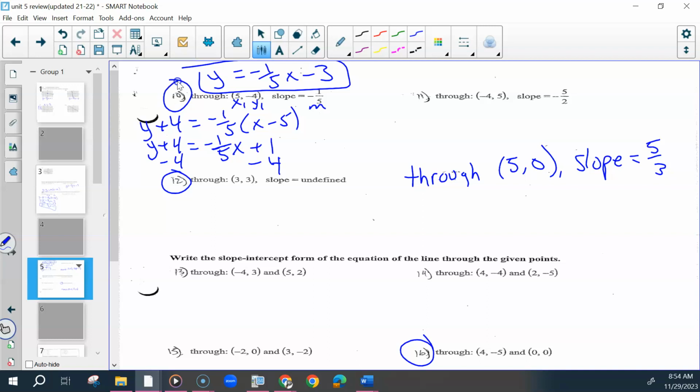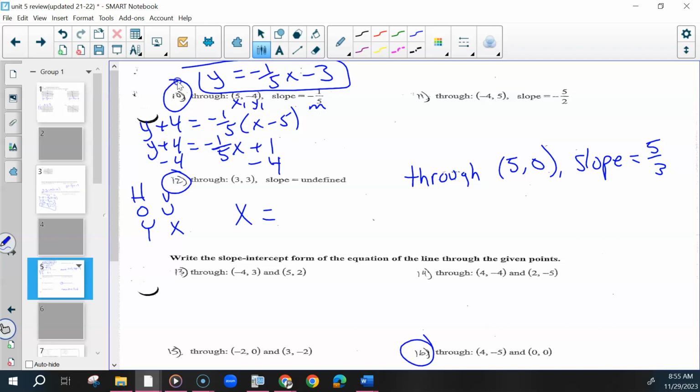Questions about that one? Even though 12 is in the same section, because the slope is undefined, we can't put an undefined slope in this format. So what we're going to do instead is think about our McCoy book. For undefined slope, that is our x equals. So this is going to be an x equals equation.